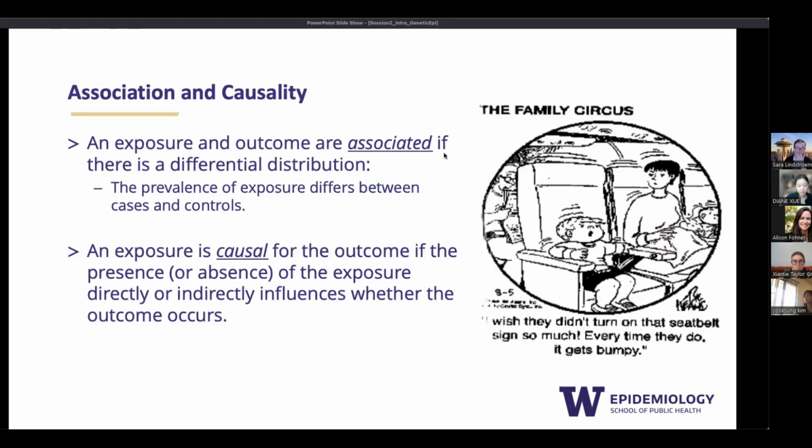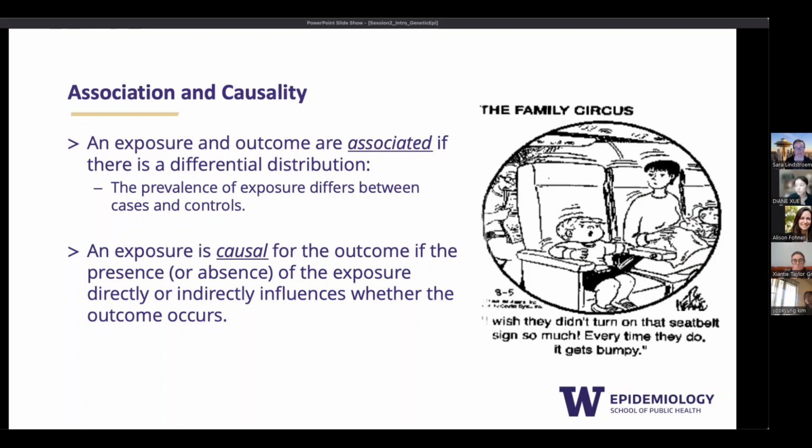So two very different important concepts in epidemiology and in genetic epidemiology, but I think in particular for observational epidemiology, are association and causality, and the importance of separating these two concepts. When we talk about association, we say that an exposure and an outcome are associated if there's a differential distribution. For example, if the prevalence of an exposure differs between cases and controls.